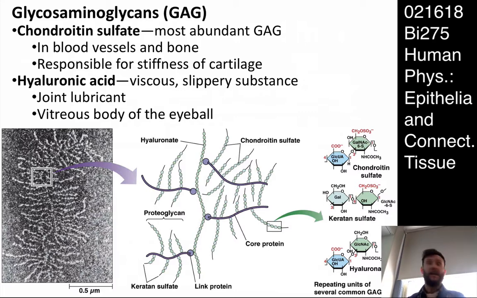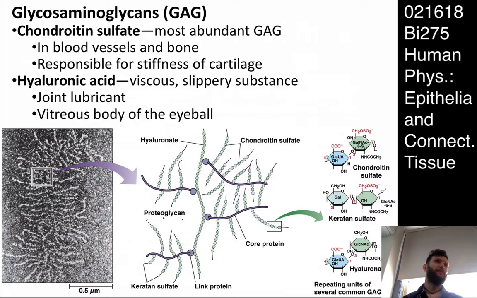On top of that, it's going to want to be hydrated. These are all really polar molecules. All those hydroxyl groups want to hydrogen bond with water. All those negative charges are going to want to be hydrated. And this is what's going to help to make the ground substance of connective tissue really viscous.